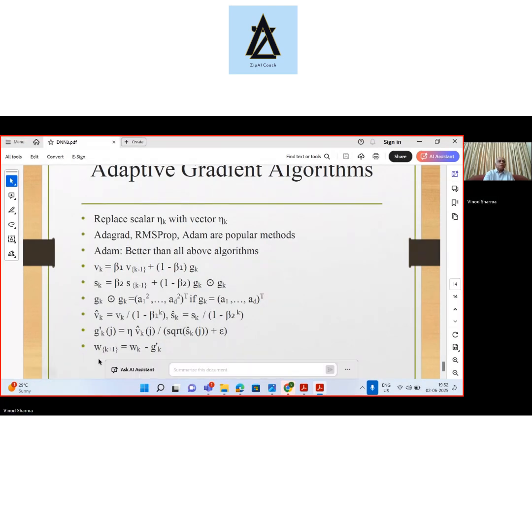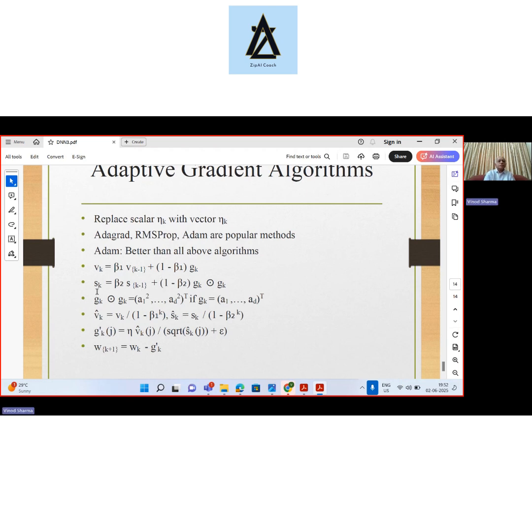Remember, the final iteration is going to be Wk plus 1 is equal to Wk minus some quantity here. Earlier it was Vk. Now we are writing it as Gk prime. This is a vector. And at iteration k, we obtain this by all these equations given here. We start with Vk. We define a sequence Vk. It can start with V0 equal to 0. And then Vk is equal to beta 1 Vk minus 1 plus 1 minus beta 1 times Gk. Beta 1 is a constant. It can be close to maybe 0.99.